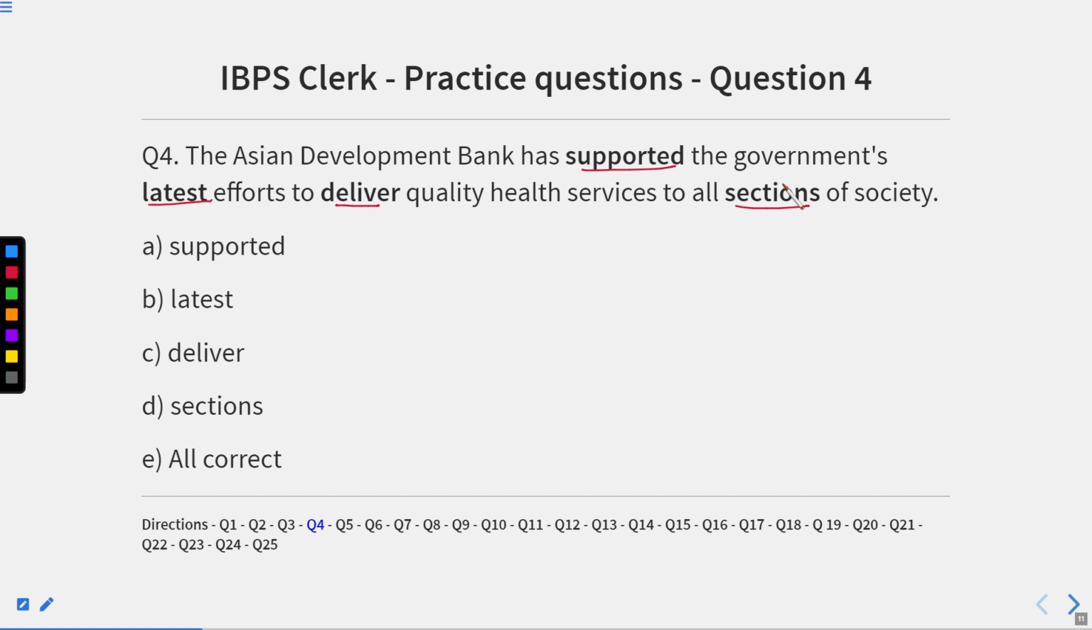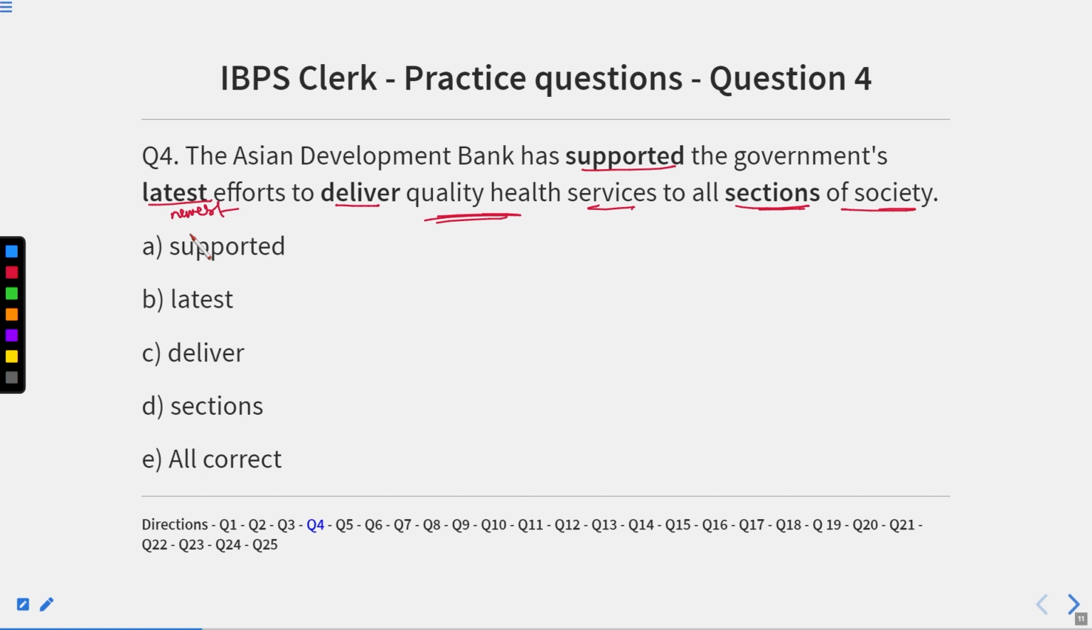Supported means taking a stand, or you can say just supported them, or you can say they bolstered the government's latest efforts. It means the newest or the fresh efforts to deliver quality health services, to provide quality health services to all sections of society.